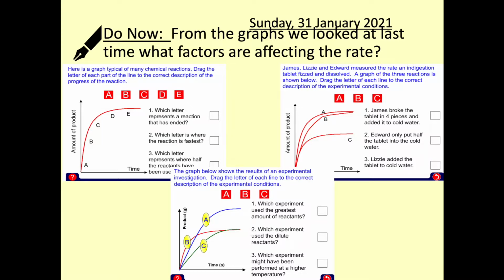So for your Do Now activity, looking at the graphs that we looked at the end of last lesson, can you identify 3 factors which might be affecting our rate of reaction? So remember that we can use the gradients of our graph to be an indicator of our rate of reaction. So what factors do we think are affecting the rate? Pause the video whilst you have a go at this.